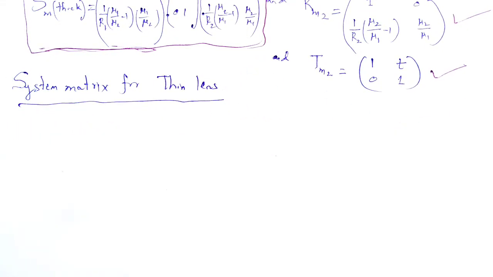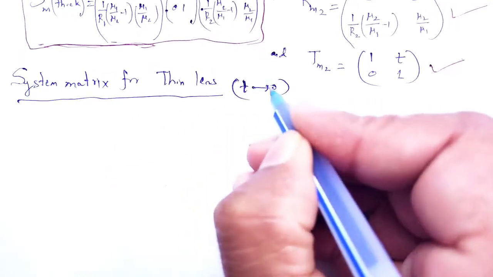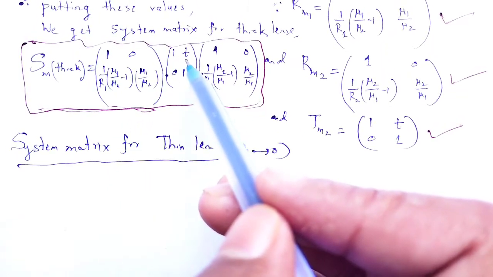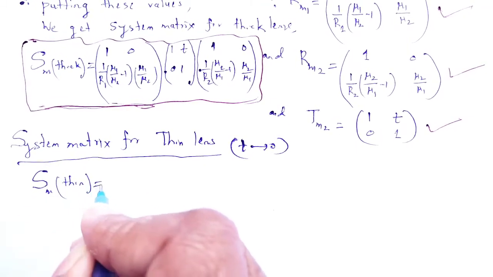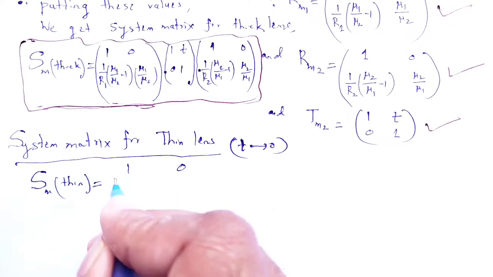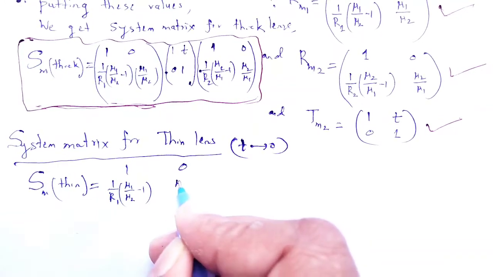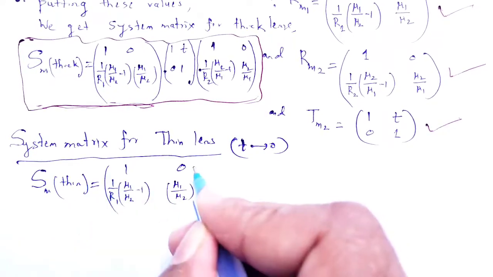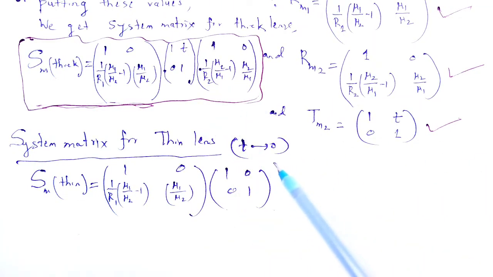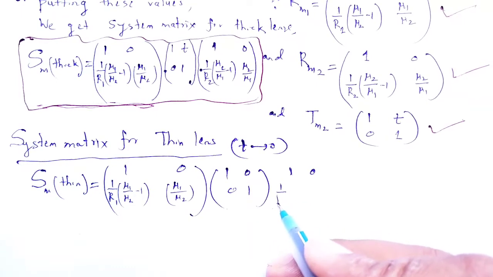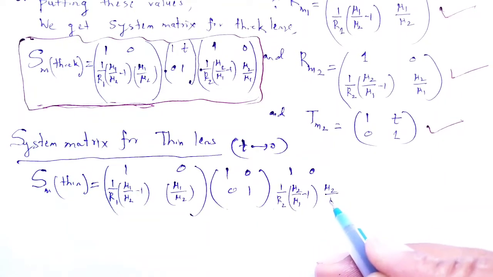Look here, in the case of a thin lens, the thickness is 0. In the case of a thin lens, t tends to 0. Now in that expression, we put t tends to 0. So what do we have? The system matrix for the thin lens is: 1, 0, 1 by r1, mu1 by mu2 minus 1, mu1 by mu2, times the matrix 1, 0, 0, 1. In place of t, we just substitute 0, then 1, 0, 1 by r2, mu2 by mu1 minus 1, mu2 by mu1.